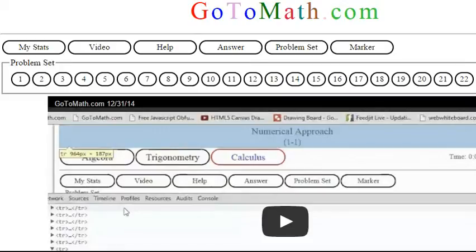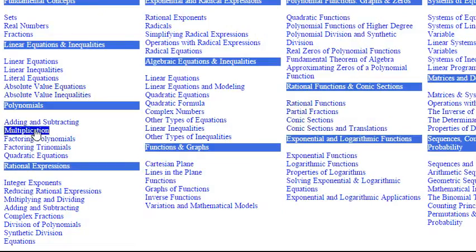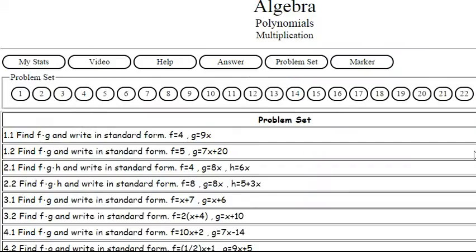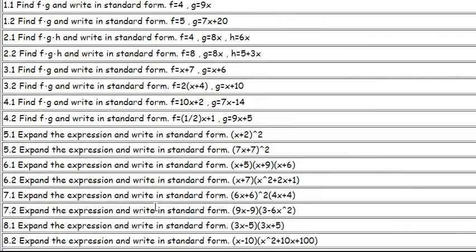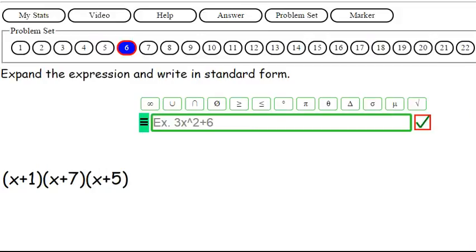Okay, we're over here at gotomath.com. Click on the algebra. Let's go down to multiplication. And we are going to be doing 6.1. Expand the expression. Actually, the expression is expanded. Write in standard form. I probably need to rewrite that. Perform the indicated multiplications and write in standard form. Probably what I need to say.